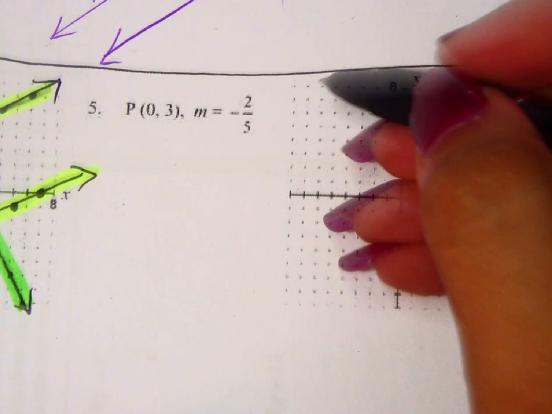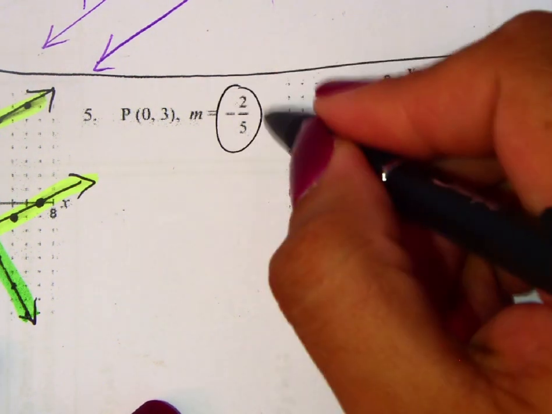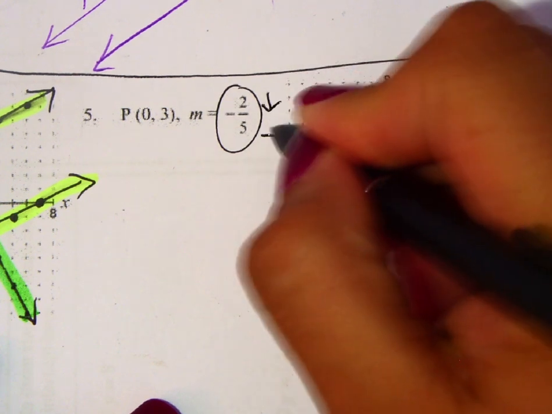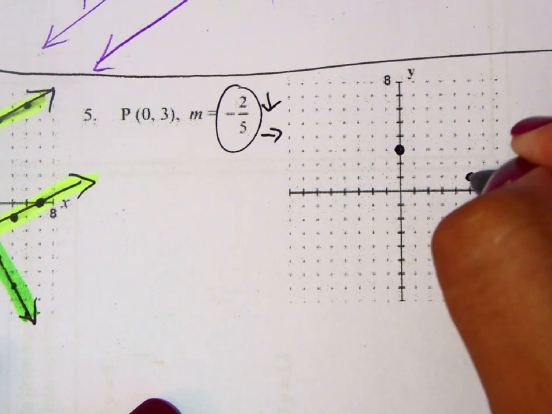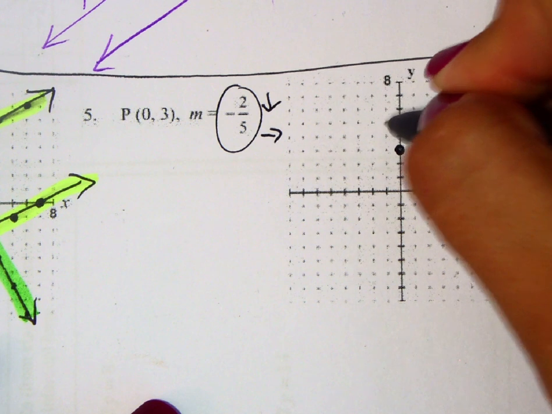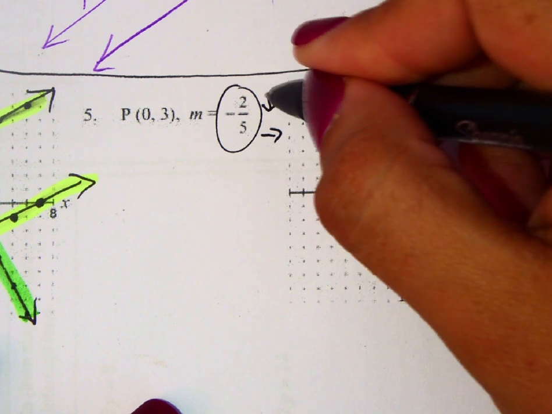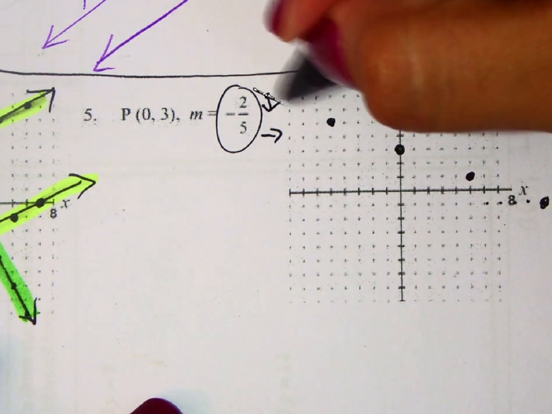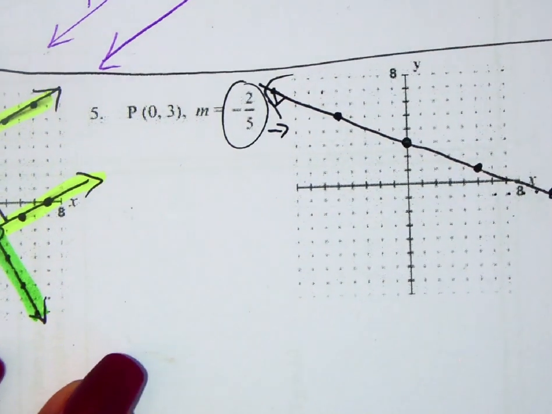Let's try one more time. We have this graph with this point of 0, 3, and the slope is negative 2/5. That means we're going to go down 2 and right 5. Down 2, 1, 2, 3, 4, 5. So just pretend that it keeps going. Up 2, 1, 2, 3, 4, 5 to the left. Somewhere over here. And we're going to sketch a line through that. So that is the original.